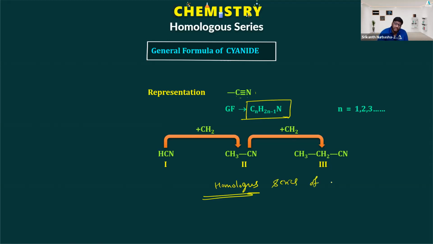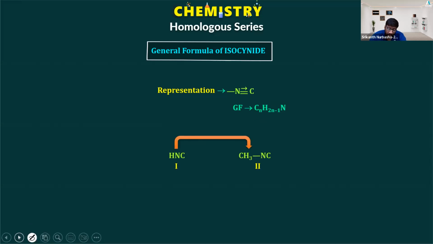Homologous series of cyanides. Isocyanates will have the same type of general molecular formula, because cyanides and isocyanates are isomers. Yes or no? Isocyanates will have CnH2n-1N: HNC, CH3NC, C2H5NC. These are the different formulas of isocyanates as well. Because isocyanate means nitrogen is actually connected to carbon, whereas cyanides mean the carbon-carbon bond linkage is there. Is that clear, students?